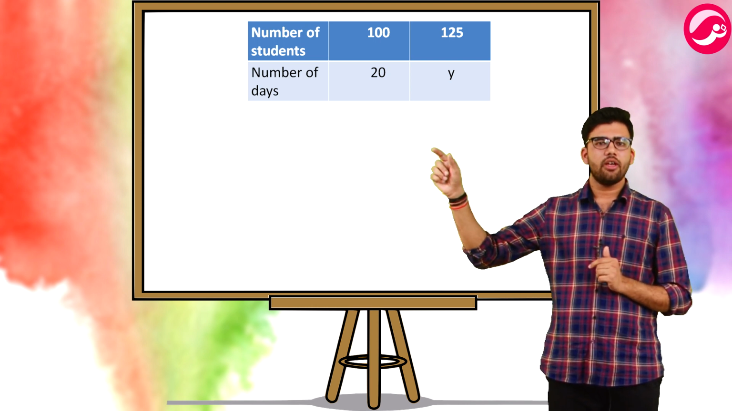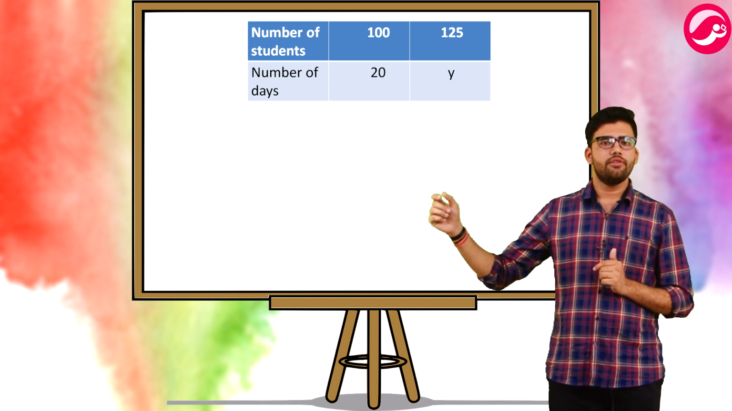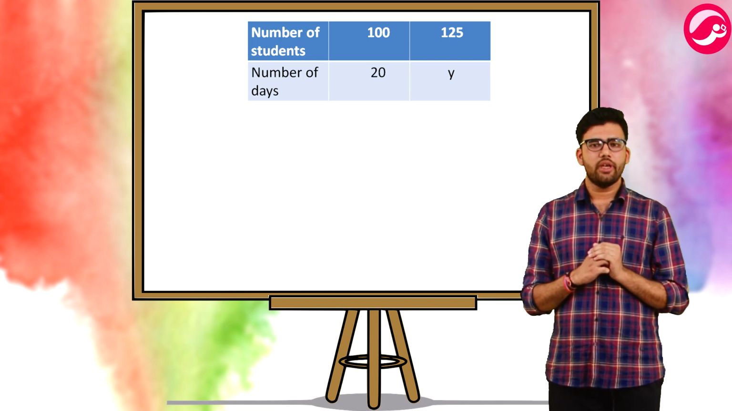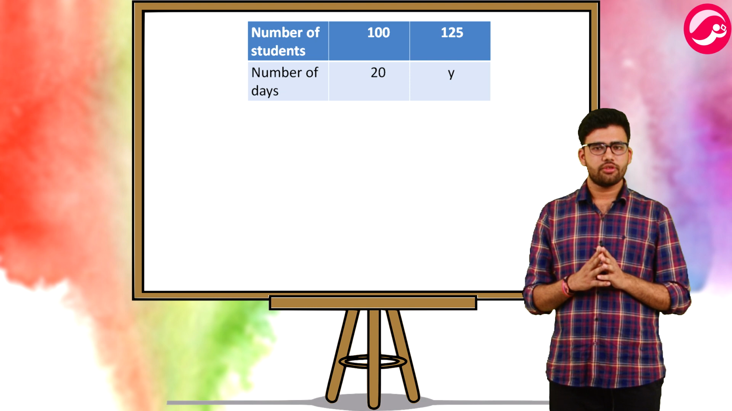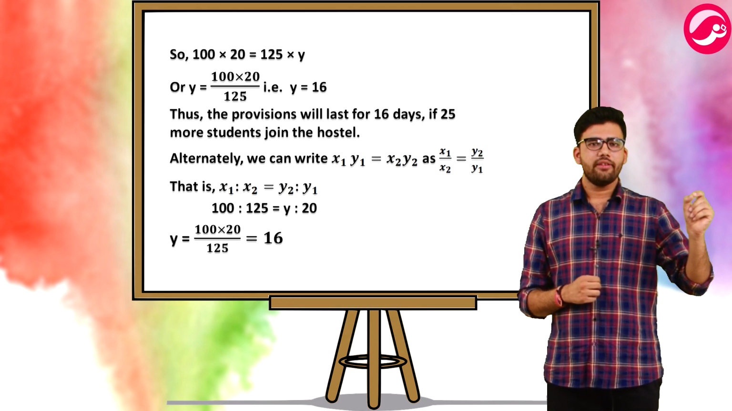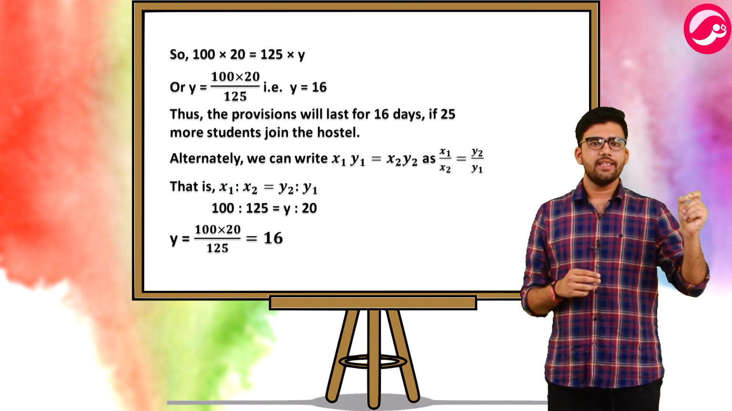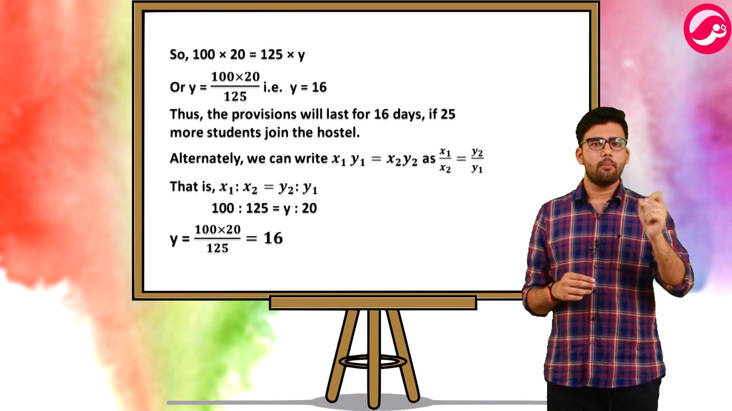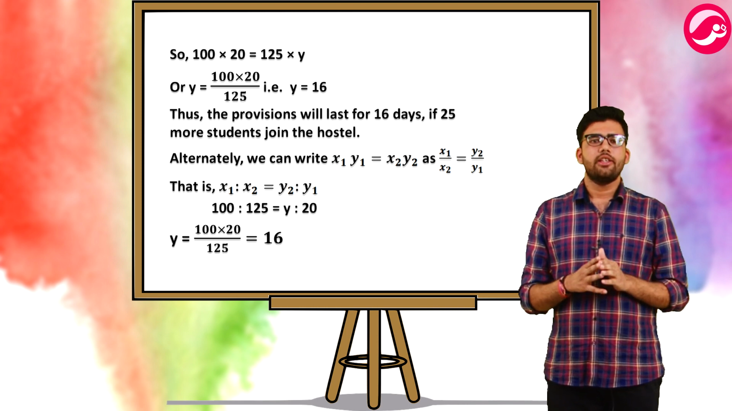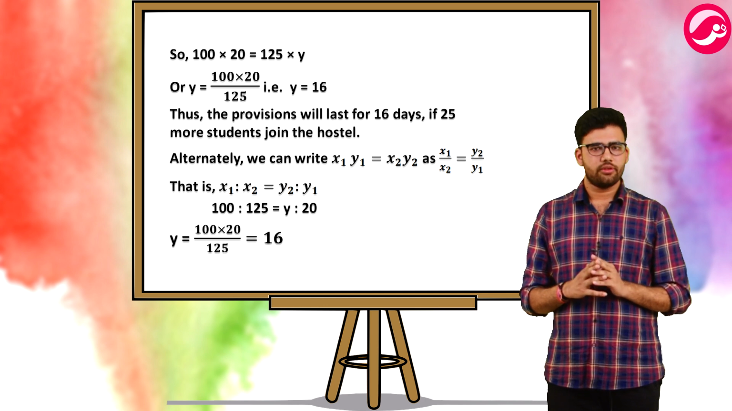Here you can see the number of students are 100 and 125. The respective values of number of days are 20 and y. Note that the more the number of students, the sooner the provision will be exhausted. Therefore, this is the case of inverse proportion. So, 100 into 20 is equal to 125 into y, or y is equal to 100 into 20 upon 125, that is, y is equal to 16. Thus, the provision will last for 16 days if 25 more students join the hostel.